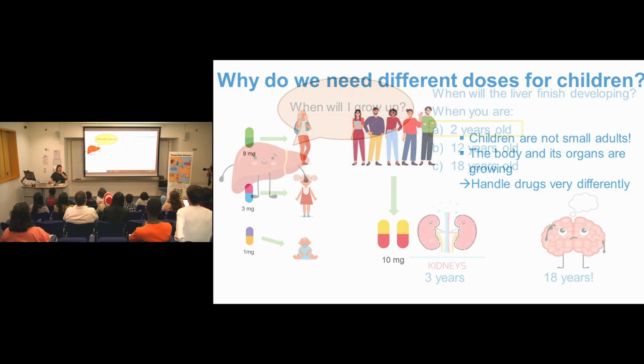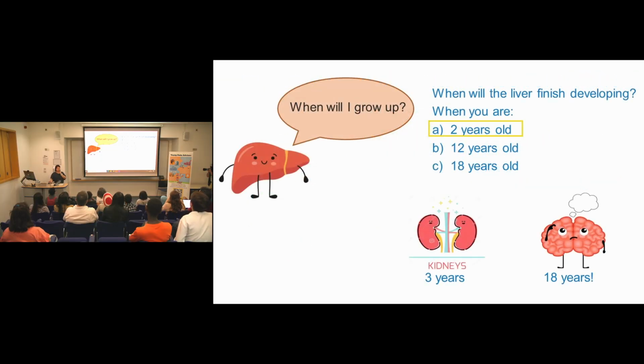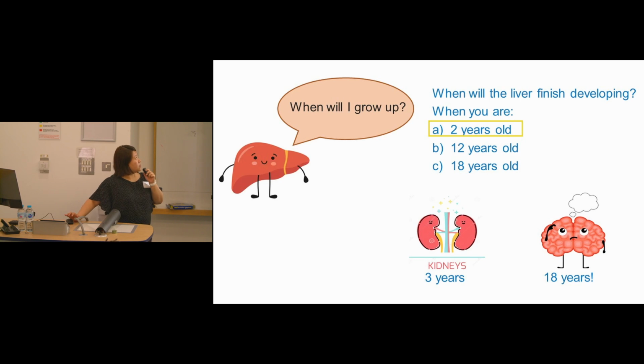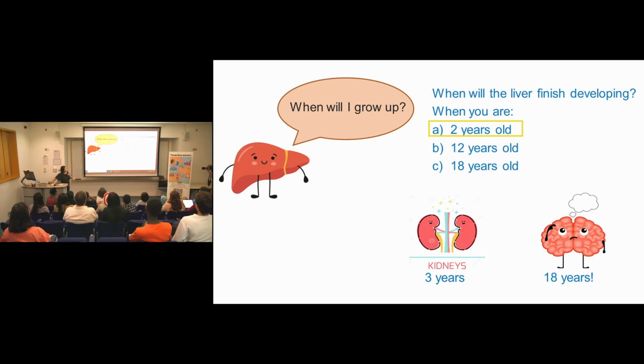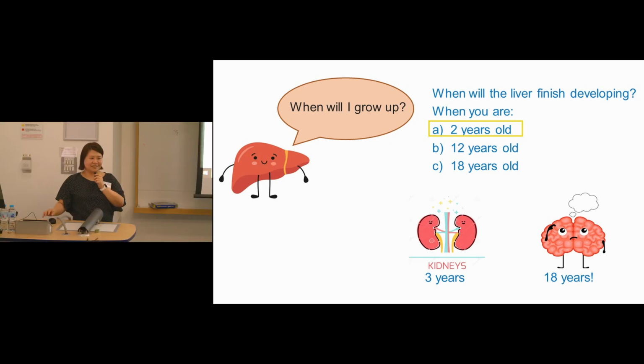Let's use the liver as an example. The liver breaks down the drugs in your body. It's also responsible for breaking down a lot of toxins in the body. So the question is, how long does it take for the liver to grow to reach an adult size? Show of hands again, just a pure guess, it doesn't matter. Who thinks it's 2 years old? 12 years old? 18 years old? It's a very hard question. It's actually 2 years old.